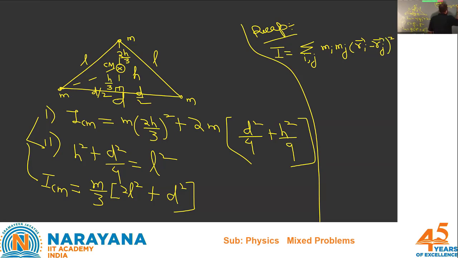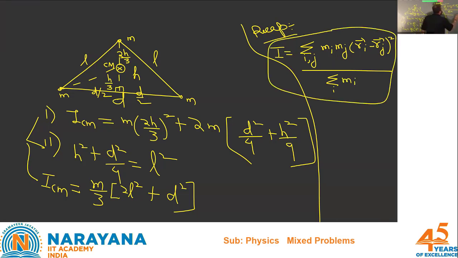This term will be there. And this is whole divided by sigma over i of m_i. Just try to observe. And that is the mod square, remember? So this is the mod square.